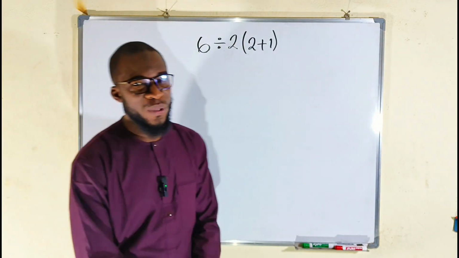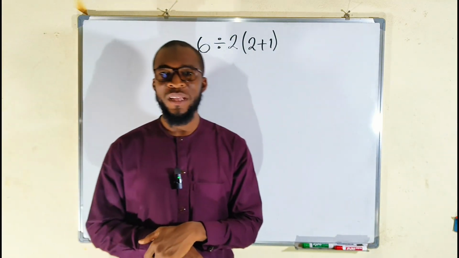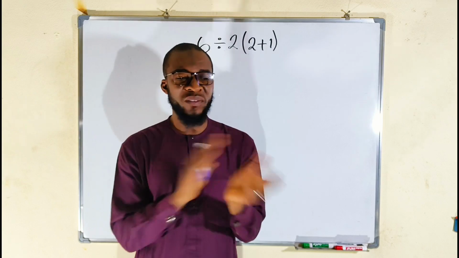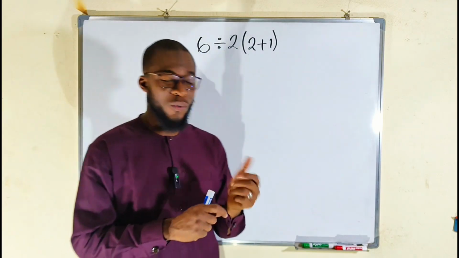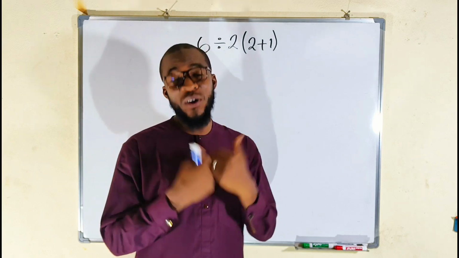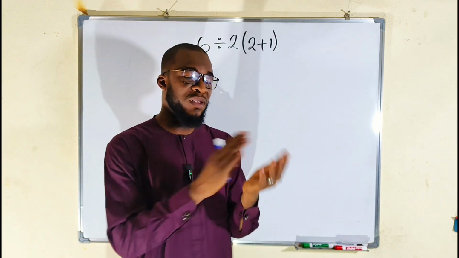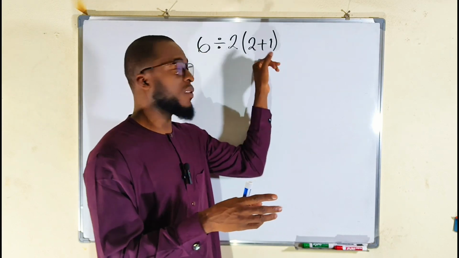6 divided by 2, with parentheses around 2 plus 1. A lot of people have different perceptions about the result. While some people are saying the result is 1, other people like us are saying it must strictly be equal to 9. And the only reason we have this different perception is because of the parentheses.